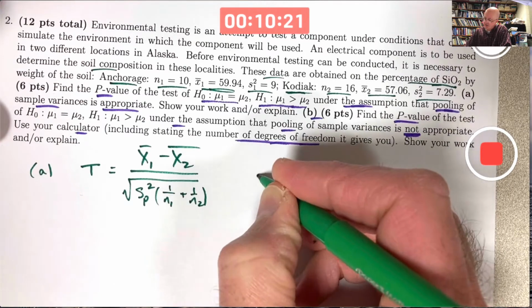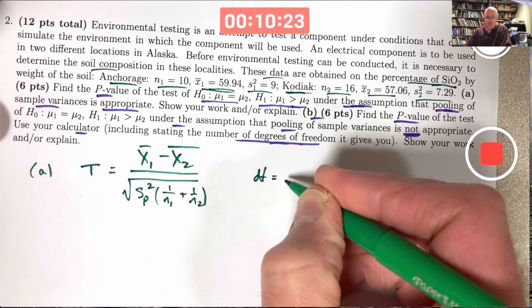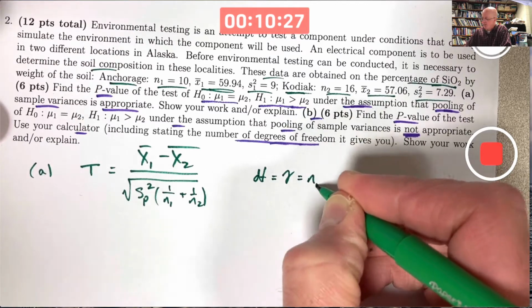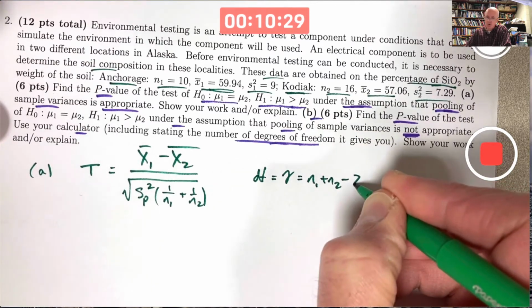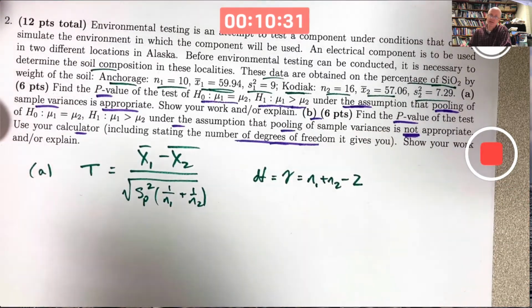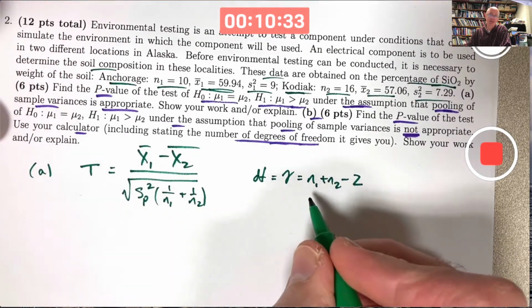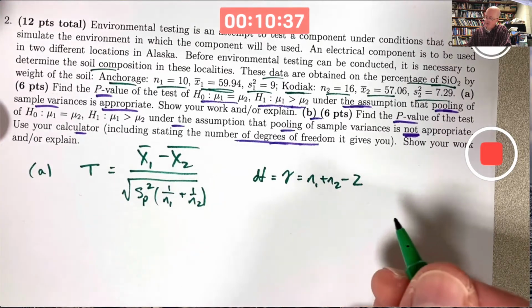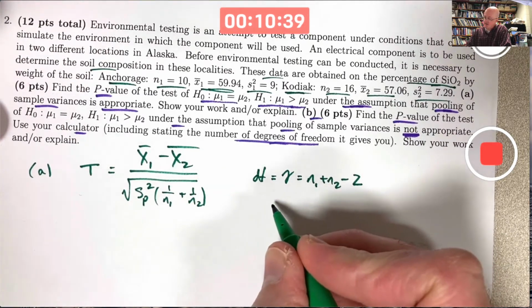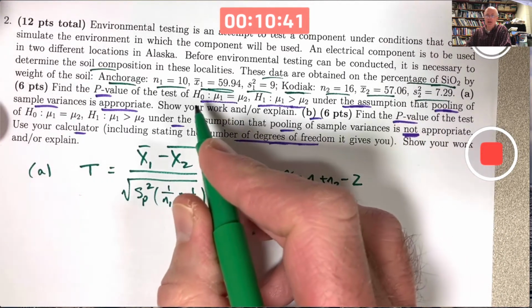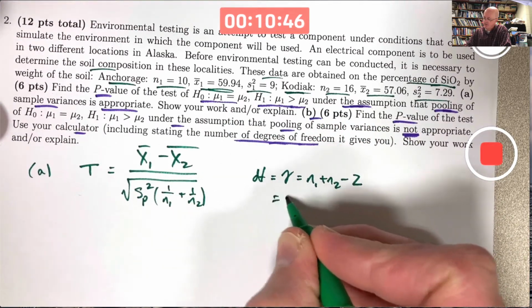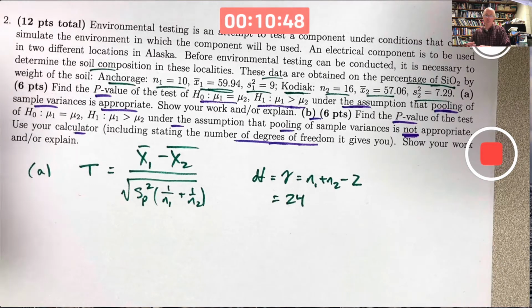And the degrees of freedom to use here, sometimes called df, sometimes called gamma, by the way, in this context, is n1 plus n2 minus 2 when pooling is appropriate. This is the df that we use. Notice this is the same as n1 minus 1 plus n2 minus 1. That is the degrees of freedom to use in this context. That's going to give us 10 plus 16 is 26, minus 2 is 24. That's the degrees of freedom to use here when pooling is appropriate.